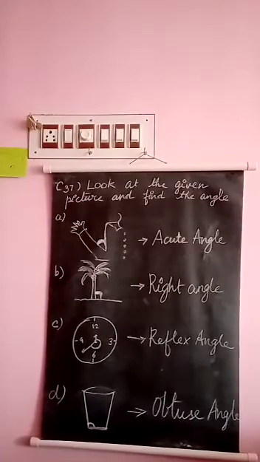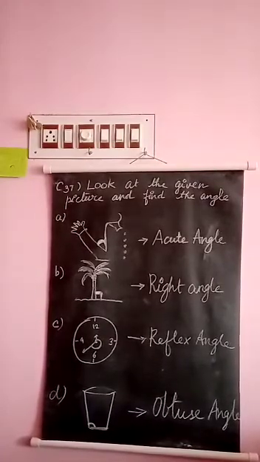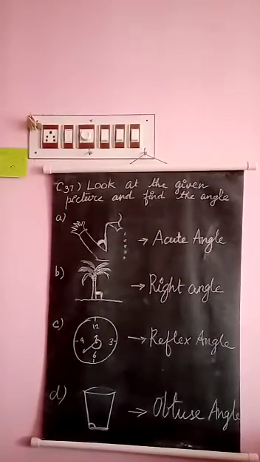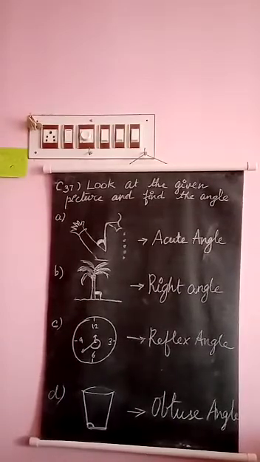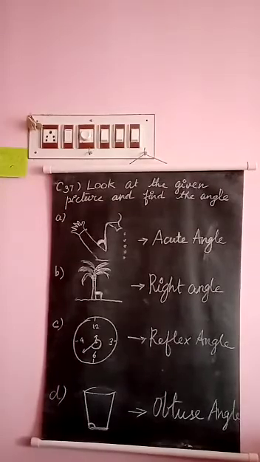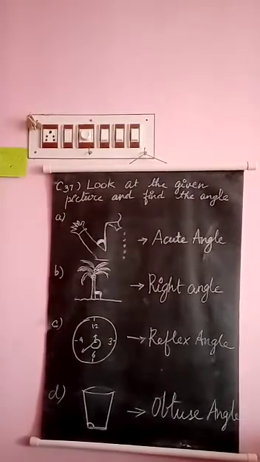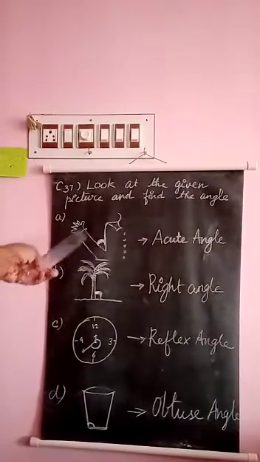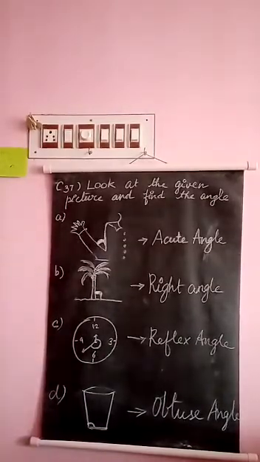C37. Look at the given picture and find the angle. Can you see picture A? What is that? It is the hand of a man. This is his shirt and this is his hand. So what angle is formed here? Acute angle. Yes. Then question B. It is a coconut tree growing from the ground. So what angle is formed between the ground and the stem of the coconut tree? Yes, that is a right angle.